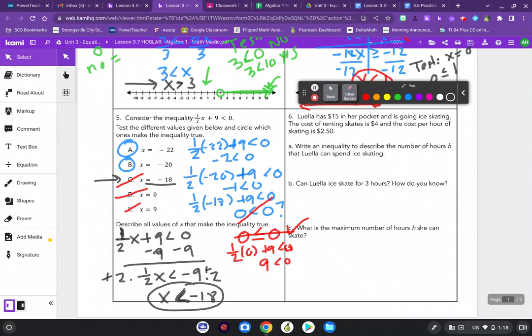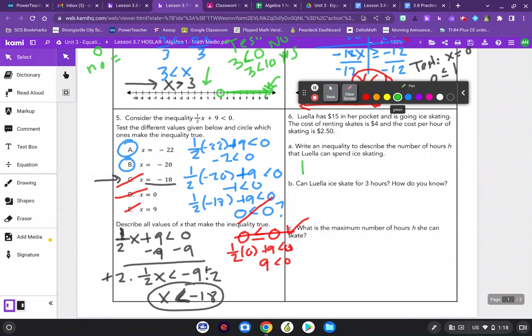All right, Luella has $15 in her pocket and is going ice skating. The cost of renting skates is $4, and the cost per hour of skating is $2.50. Write an inequality to describe the number of hours each that Luella can spend ice skating.